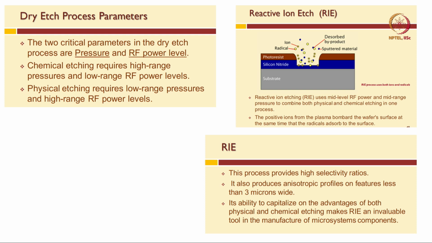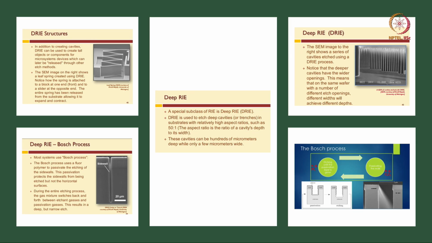Reactive ion etching, which we call RIE, uses mid level RF power and mid range pressure to combine both physical and chemical etching. The positive ions from the plasma bombard the surface, and at the same time the radicals adsorb to the surface. The combination of these will etch the material. The RIE process provides a high selectivity ratio. It also provides anisotropic etching of features less than 3 microns wide. Its ability to capitalize on the advantages of both physical and chemical etching makes RIE an invaluable tool in the manufacturing of microsystems. We can use RIE with chlorine, and we use RIE with fluorine.